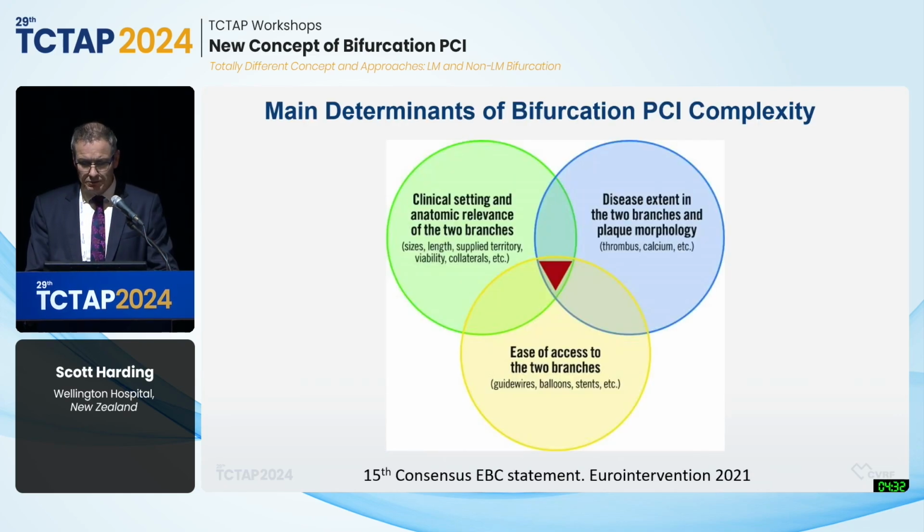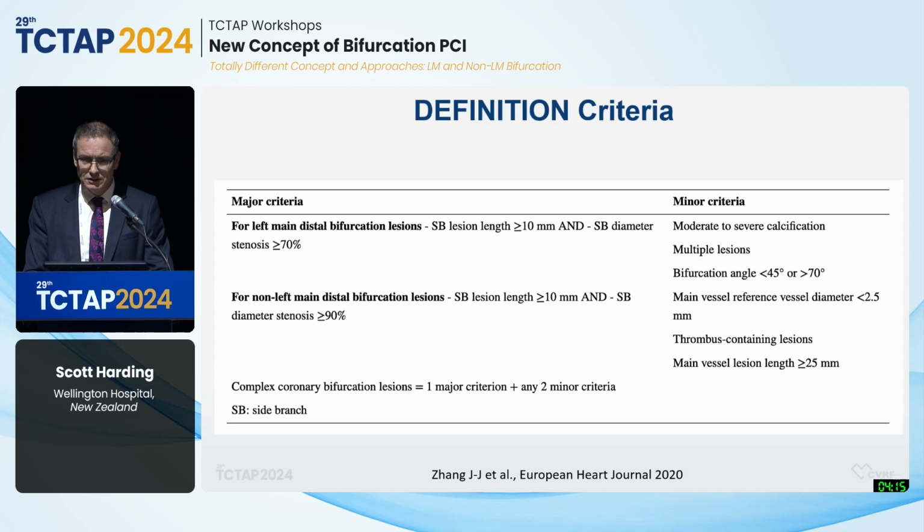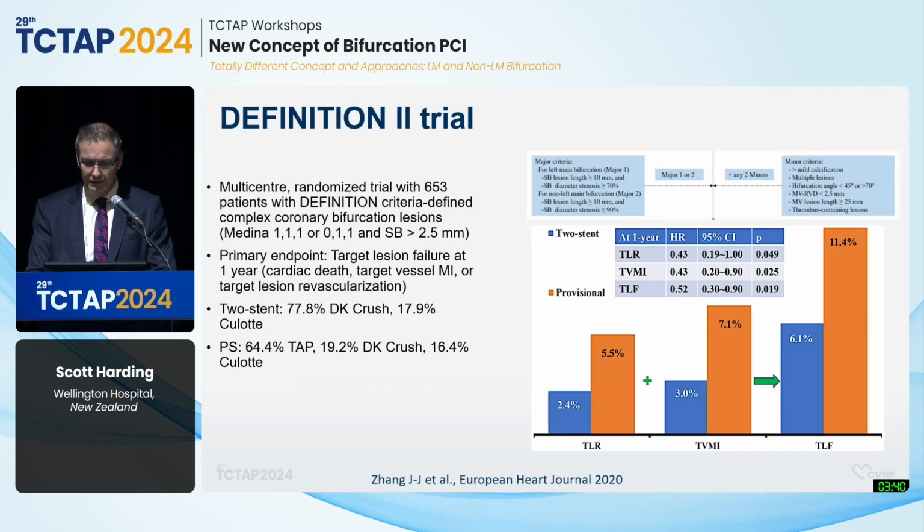One of the titles was talking about PCI complexity. And when we talk about complexity, what we want to know about is not only the anatomical setting and the relevance of the branches, but the disease extent in the two branches. The DEFINITION criteria are probably the best validated criteria for what is a complex bifurcation and what is not. To get into the DEFINITION trials, you had to have a true bifurcation to start with. For left main, you had to have a side branch diameter stenosis more than 70% and a side branch lesion length more than 10 millimetres. For non-distal left main lesions, it had to be 90% stenosis and 10 millimetres of disease in the side branch, plus two minor criteria. That showed that a two-stent strategy was significantly better than a one-stent strategy when you had this complex disease.